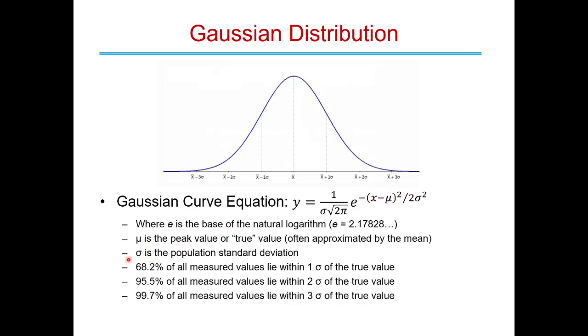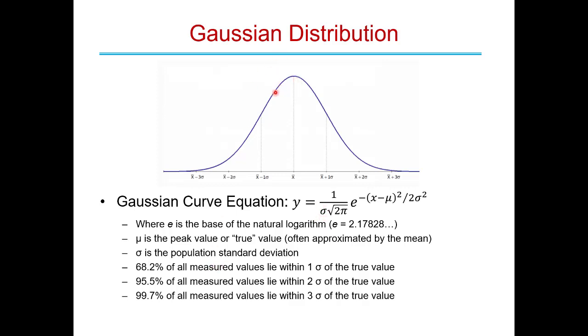The sigma here is called the population standard deviation. We call it the population because we've done an infinite number of measurements to get this curve. So we have a data set that has an infinite number of measurements. We call that the whole population. And so sigma is called the population standard deviation.